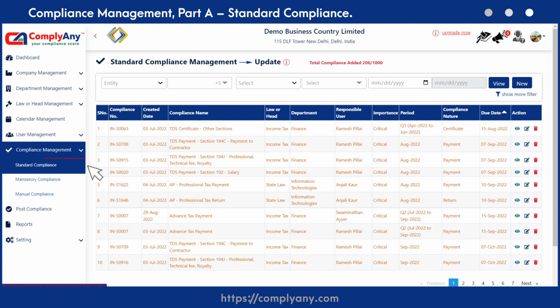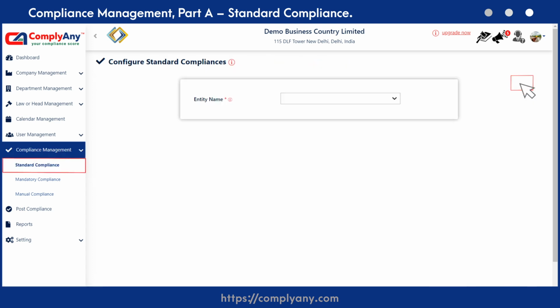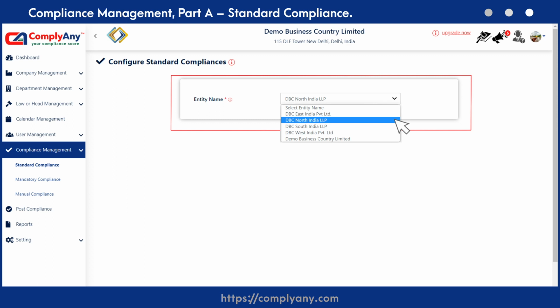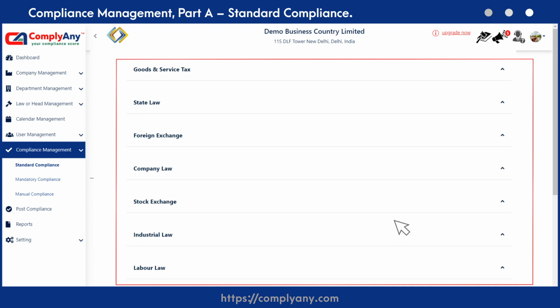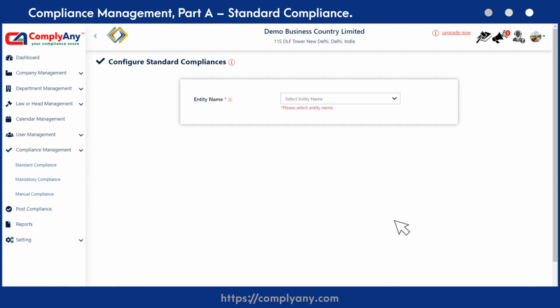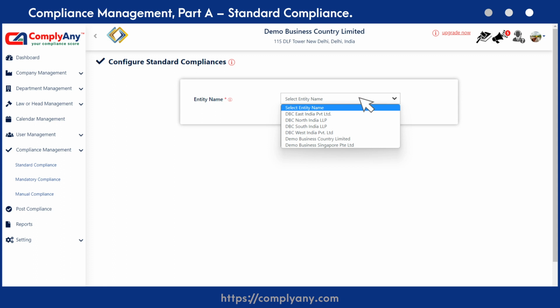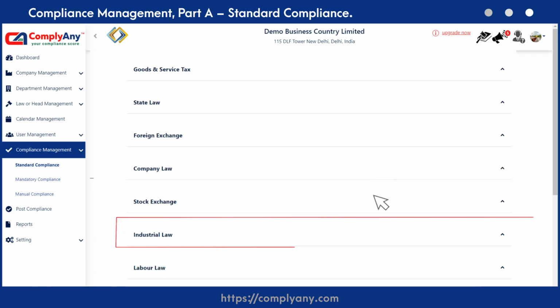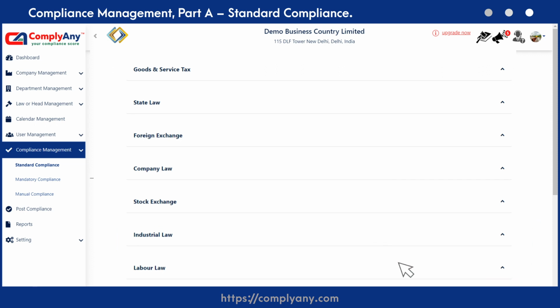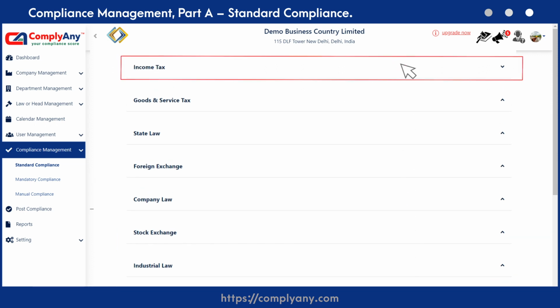Let's create a standard compliance by clicking the plus new button. Select the entity name for which the standard compliance is to be created. After selecting the entity, the system will show the names of laws based on the country of the entity. For example, if the entity country is India, it will show laws and compliances applicable in India. Similarly, if the entity country is Singapore, the system will show compliances applicable for Singapore. Let's select an Indian entity. It is showing income tax, GST, state law, company law, industrial law, labor law, and industry-specific law. Let's open income tax law.